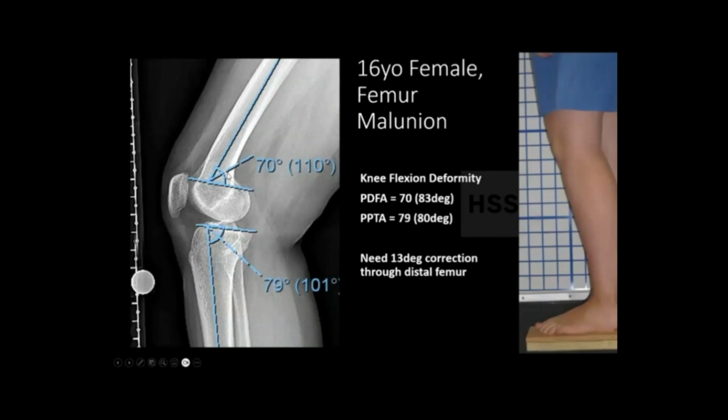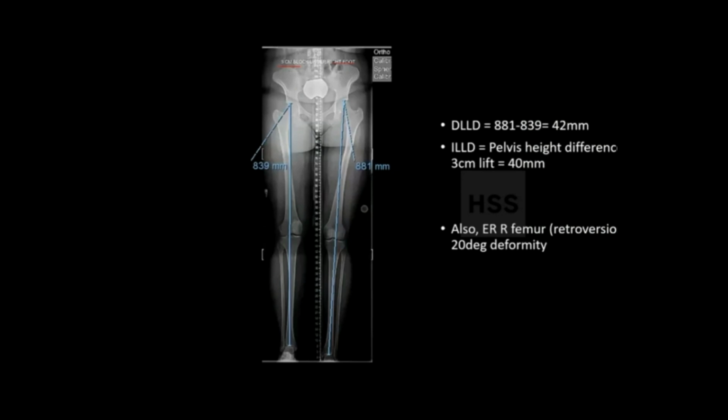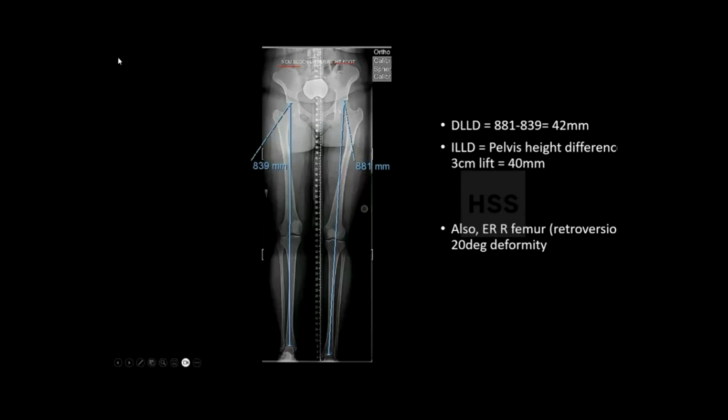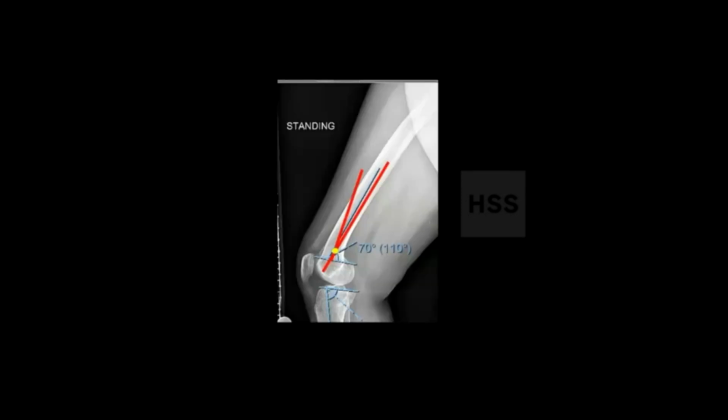So it's subtle. On the X-ray it's not that obvious, but if you measure it, then you'll see that her PDFA is supposed to be 83. It's actually 70. And then you can take that into your consideration. And her tibia was normal. So for the analysis, again, for leg lengths, we do direct and indirect. They're almost the same at about 40. She had a little bit of external rotation deformity.